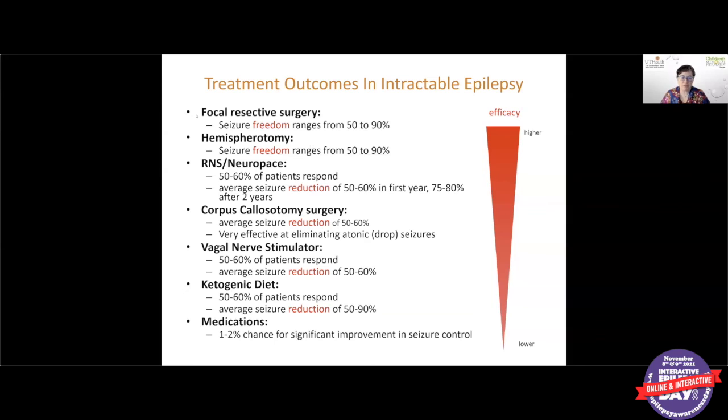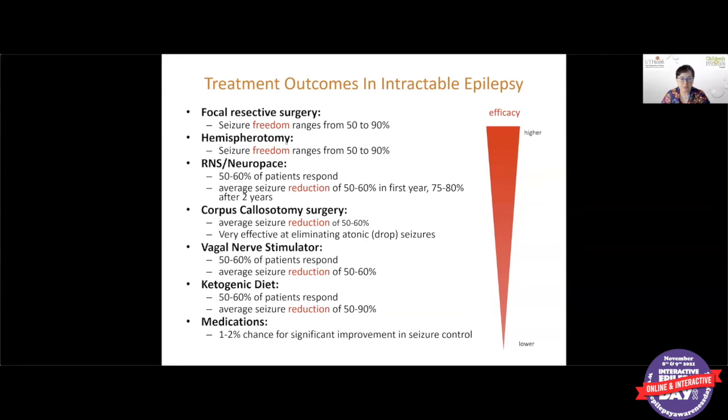So the reason focal epilepsy surgery or resective surgery is at the top is because it really gives the patient the best chance at seizure freedom. About 50 to 90% of patients who have this type of treatment or surgery are going to be seizure free after surgery. And that's really the best outcome we have, other than if you're seizure free on medications.